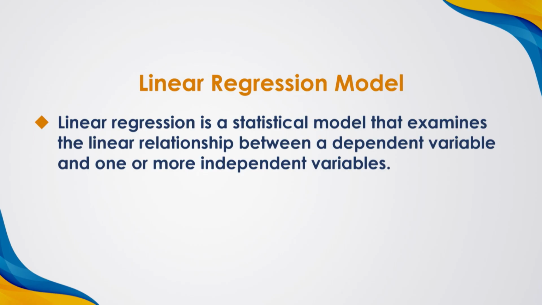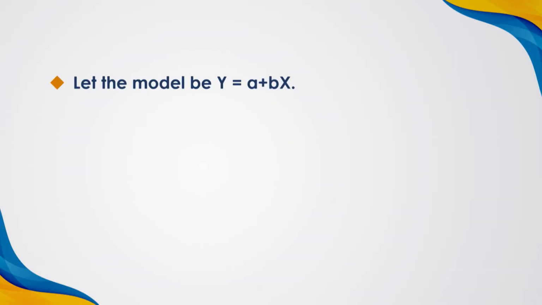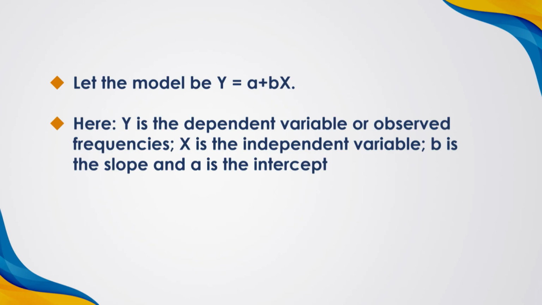Now we can go with the linear regression model. As you know, it is a statistical model that examines the linear relationship between a dependent variable and one or more independent variables. It assumes that the relationship between the variables can be represented by a straight line. In mathematical format, y equal to mx plus c is your straight line equation. In statistical form you will write y equal to a plus bx, where y is called the dependent variable, x is called the independent variable, and small a and small b are called parameters. You can see our text here.